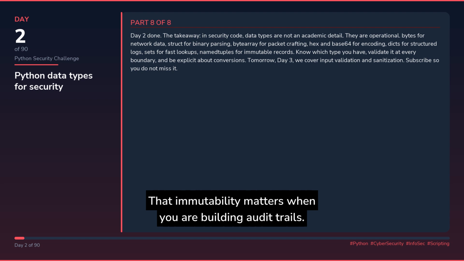Day 2 done. The takeaway: in security code, data types are not an academic detail. They are operational. Bytes for network data, struct for binary parsing, bytearray for packet crafting, hex and base64 for encoding, dicts for structured logs, sets for fast lookups, namedtuples for immutable records. Know which type you have, validate it at every boundary, and be explicit about conversions.